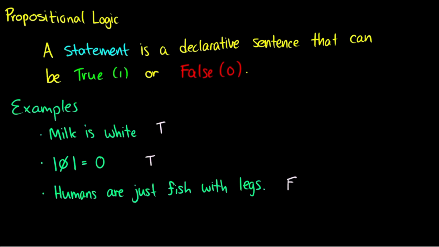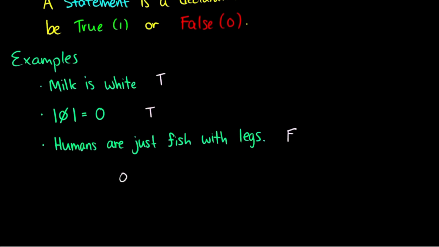But the point isn't whether these statements are true or false, but rather that they are statements, which means that in propositional logic, we can express them. We cannot express things like questions. Questions cannot be true or false. For instance, will you go to the store for me? True. Doesn't make any sense.